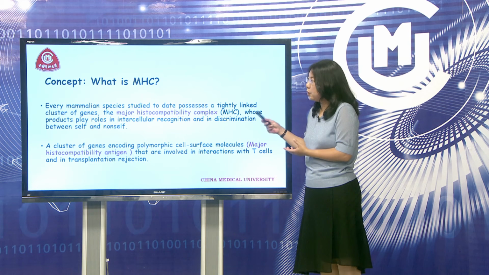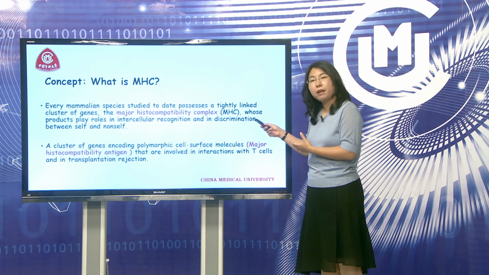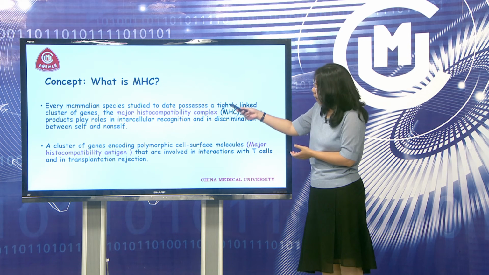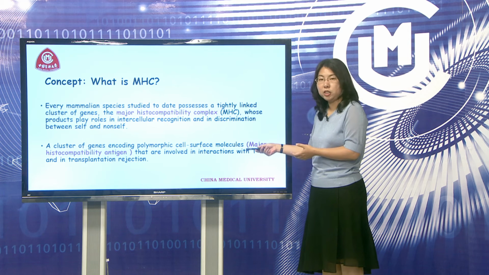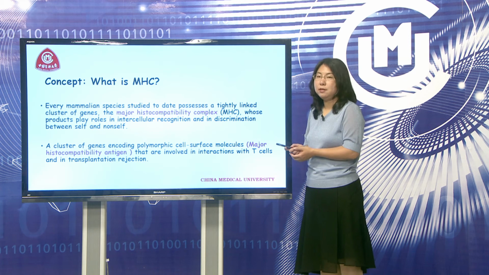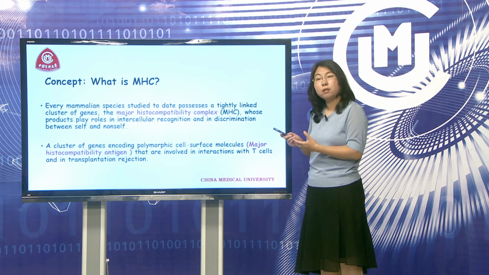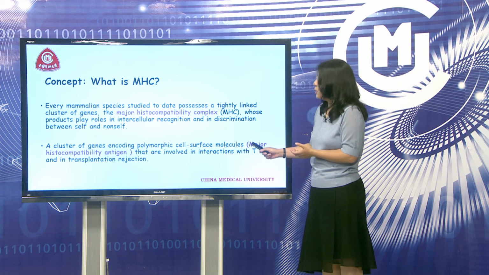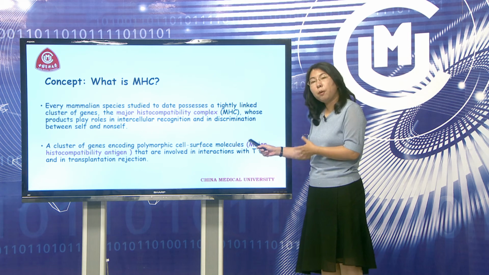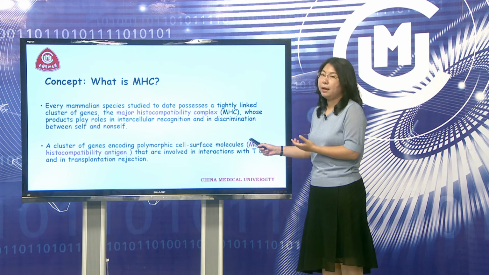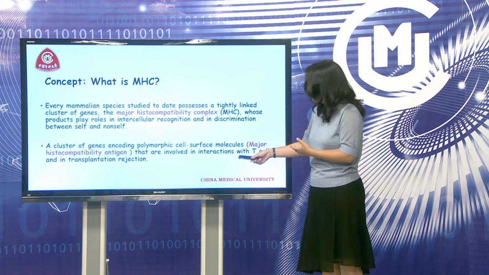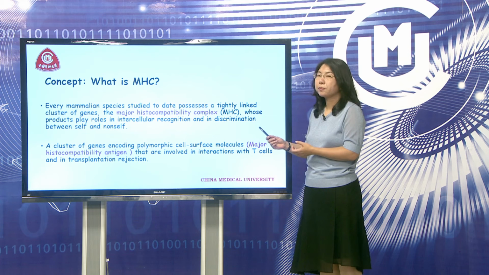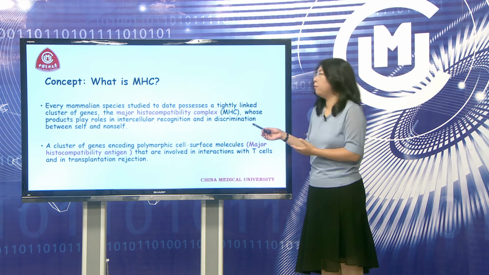So now first we know this concept. Later I will explain. We can also define MHC as a cluster of genes encoding polymorphic cell surface molecules. These surface molecules are the major histocompatibility antigens. For mouse, it's H2, and for human, it's HLA, and they are also involved with T cells and in transplantation rejection. So this is the concept of MHC.